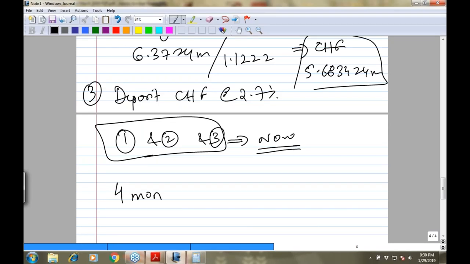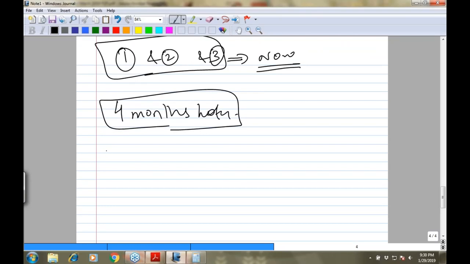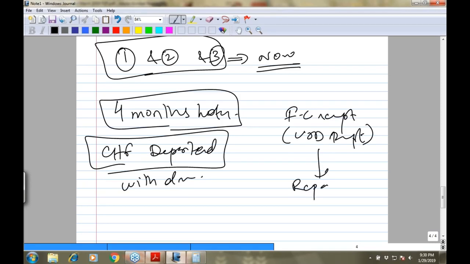Now, what is going to happen 4 months later? When you are standing 4 months later, the CHF amount that you have deposited is going to be withdrawn, and the foreign currency receipt, which is the USD receipt, would be used to repay the foreign currency loan, the USD loan. Now, what exactly do I mean by this?